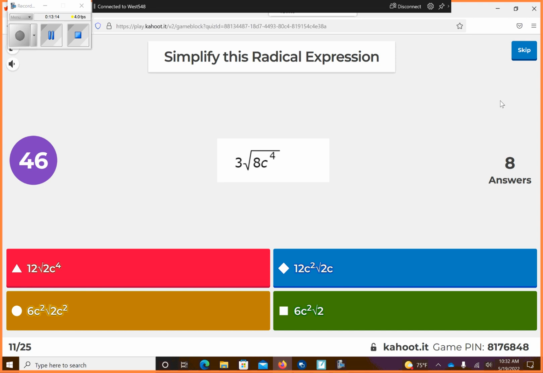Remember, once you take the square root, multiply by the 3 if the number comes out, which it should.